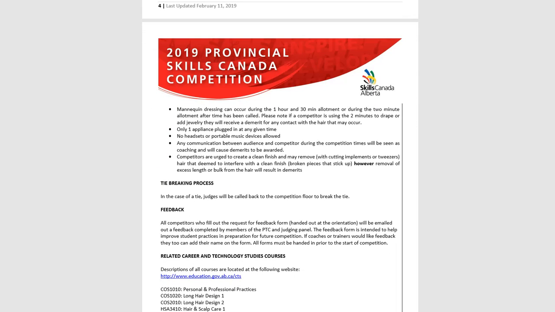Mannequin dressing can occur during the 1.5 hour time allotment or during the 2-minute allotment after time has been called. Please note that if a competitor is using 2 minutes to drape or add jewelry, they will receive a demerit for any contact with the hair that may occur.